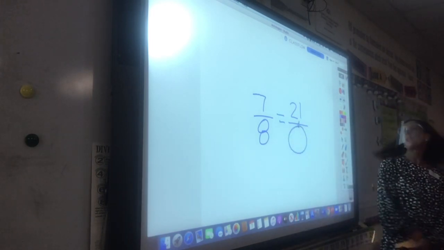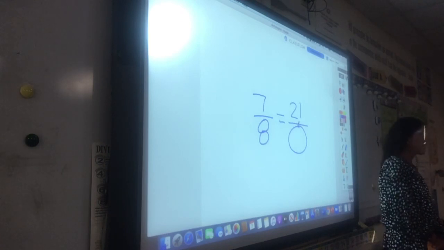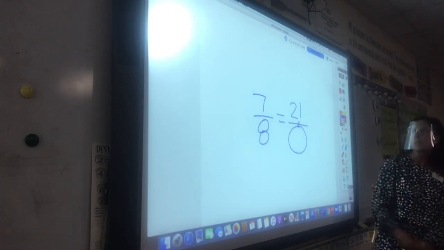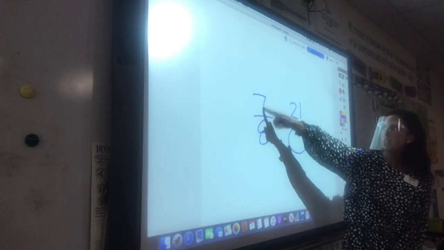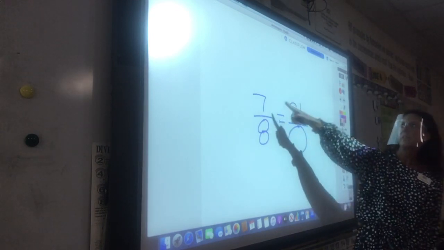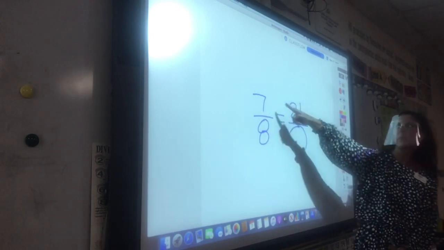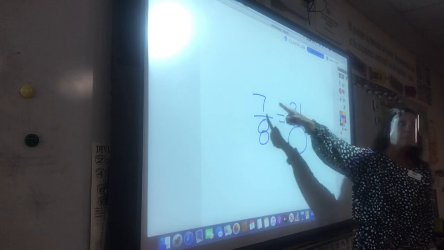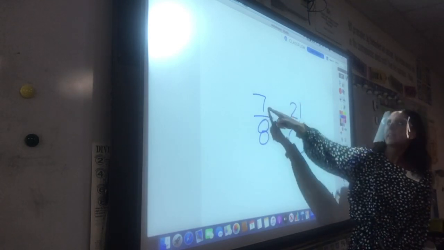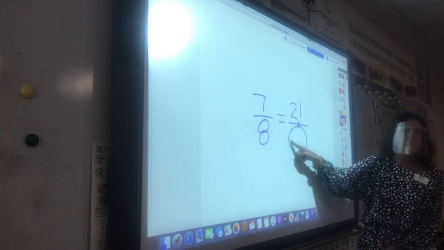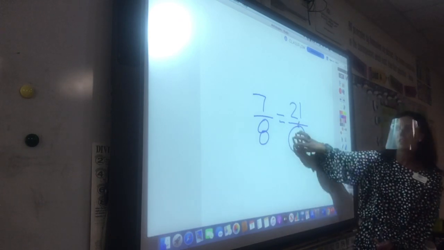Okay? So remember, when you find equivalent fractions, the same thing has to happen on the top as on the bottom. So you think, what happens to go from here to here? Okay, so you have to know that. What happens to go from here to here? And we obviously know it's multiplication because it's getting bigger. And whatever that is that happened here, that also has to happen here. And that's going to give us our missing part.